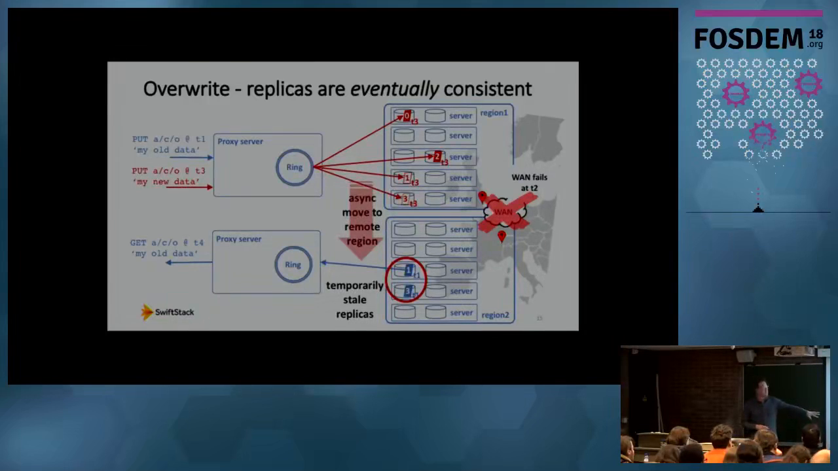So again, we see this eventual consistency effect, that there is a window of time while the wide area network is unavailable, when reads in the second region may be reading temporarily inconsistent data. As soon as the network heals, background processes fix that. Swift is always working to heal and to put the most consistent set of data into the cluster.